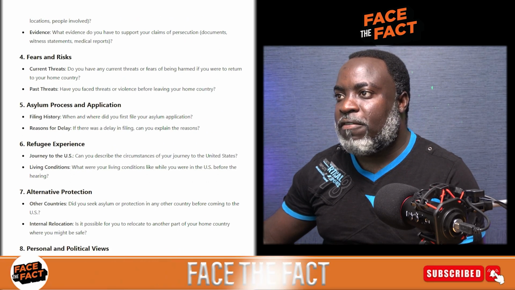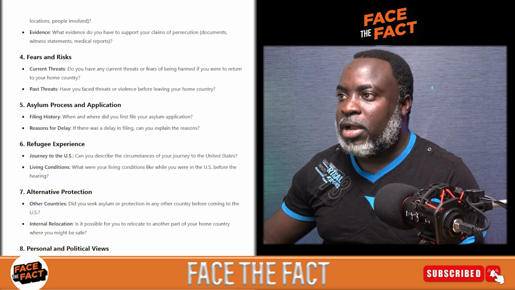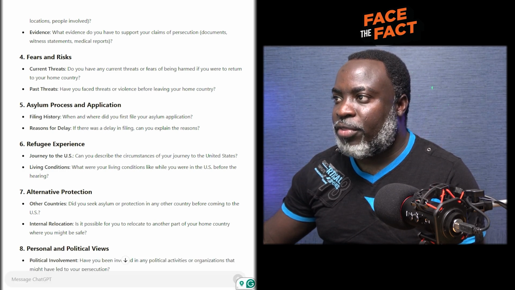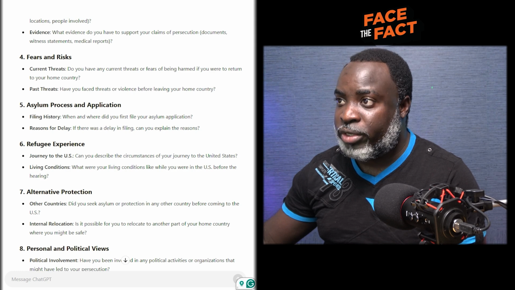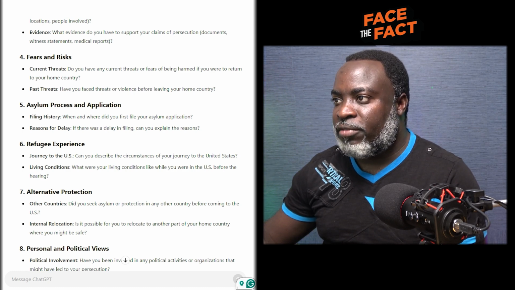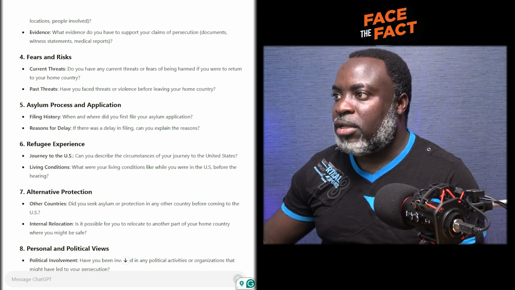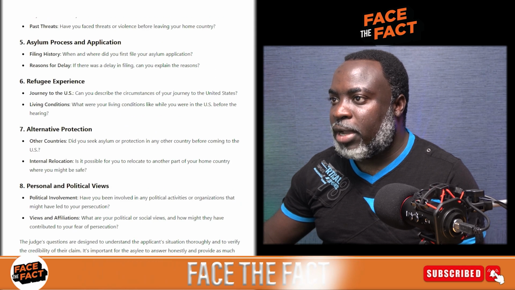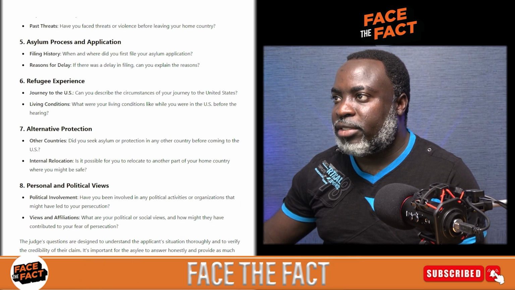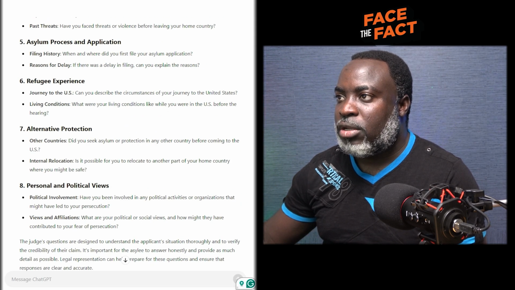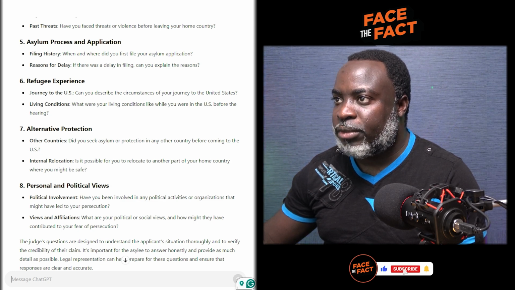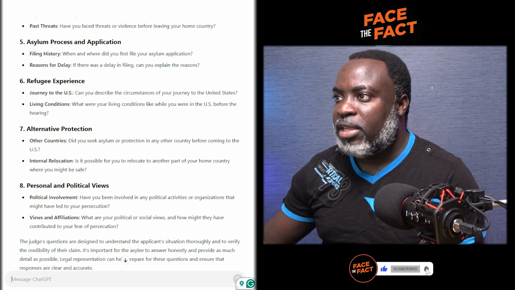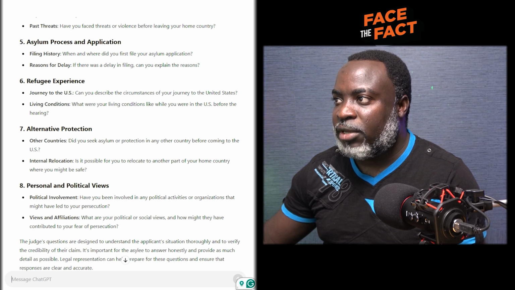And then we go to the fourth one, which is the fears and risks. So current threat. Do you have any current threat or fears of being harmed if you were to return to your home country? And then the past threat. Have you faced threat or violence before leaving your home country? And then the asylum process and application, the filing history. When and where did you first file your asylum application? Reason for delay. If there was a delay in filing, can you explain the reasons?